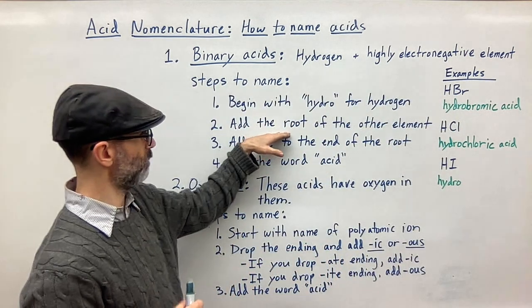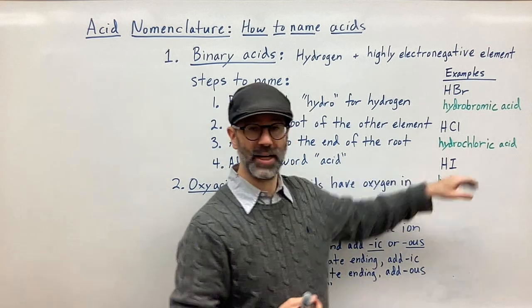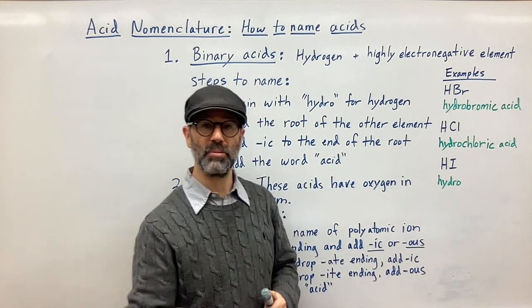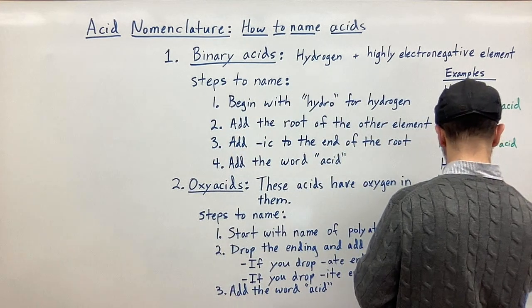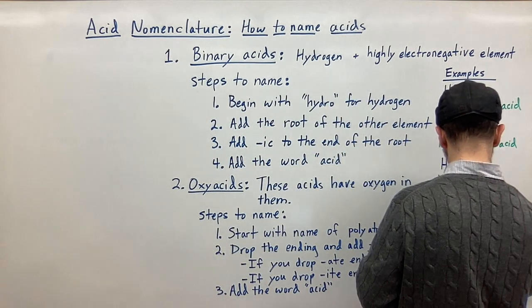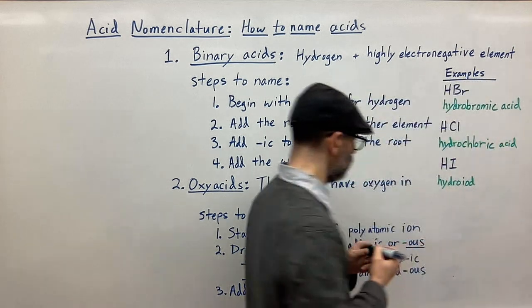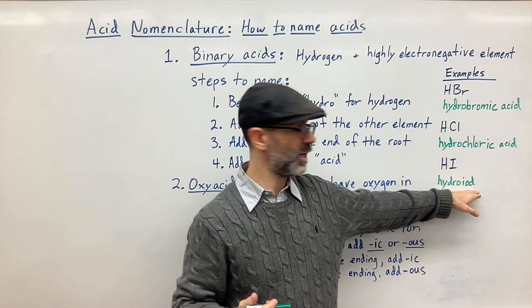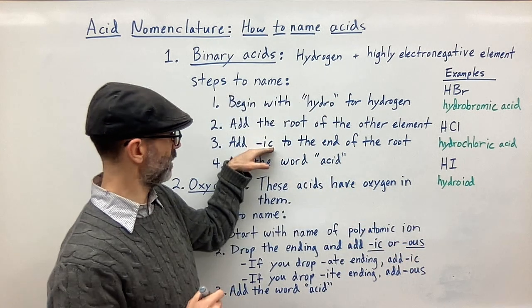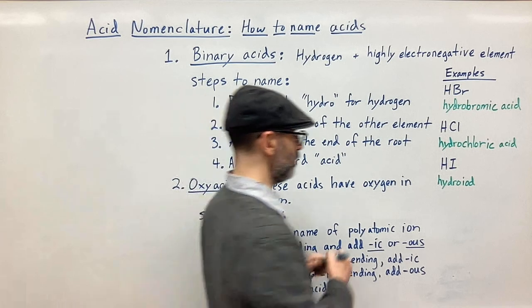Then we add the root of the other element. Our other element is iodine, so drop the INE ending. So it's going to be iode. Instead of iodine, it's iode, dropping the INE ending. And then you add IC at the end of it.